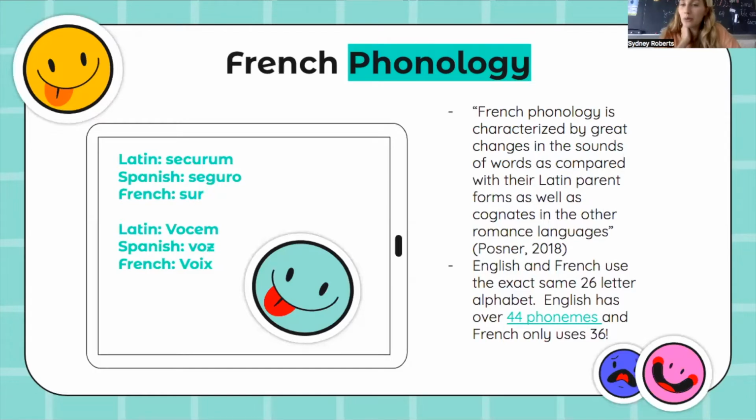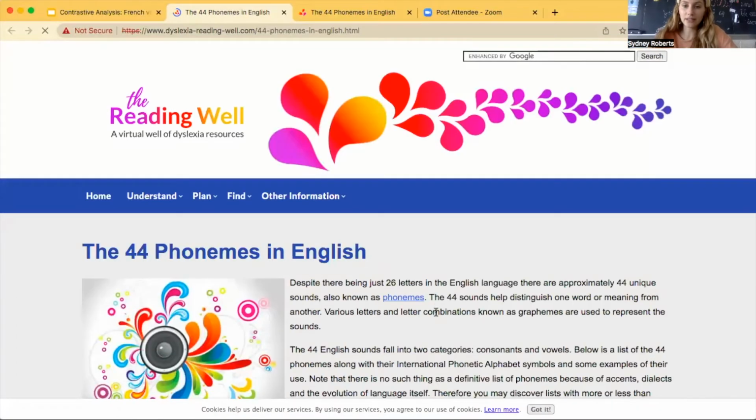Into phonology a little bit more. French phonology is characterized by great changes in the sounds of words as compared with their Latin parent forms, as well as cognates in other Romance languages. Pretty much the same can be said about English. English and French use the exact same 26-letter alphabet, but English has over 44 phonemes and French only has about 36.